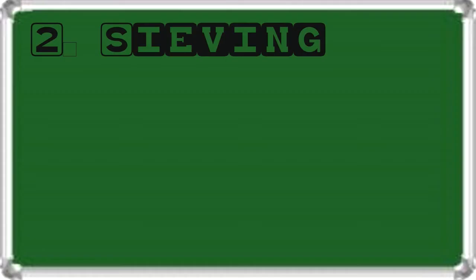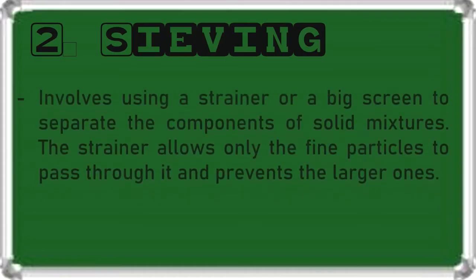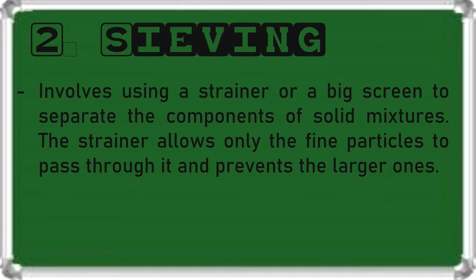Okay, next method is sieving. Okay, so what is sieving? So sieving involves using a strainer or a big screen to separate the components of solid mixtures. The strainer allows only the fine particles to pass through and prevents the larger ones. So ito namang sieving na tinatawag natin, it involves using a strainer or yung big screen para i-separate din ang solid components of a mixture.